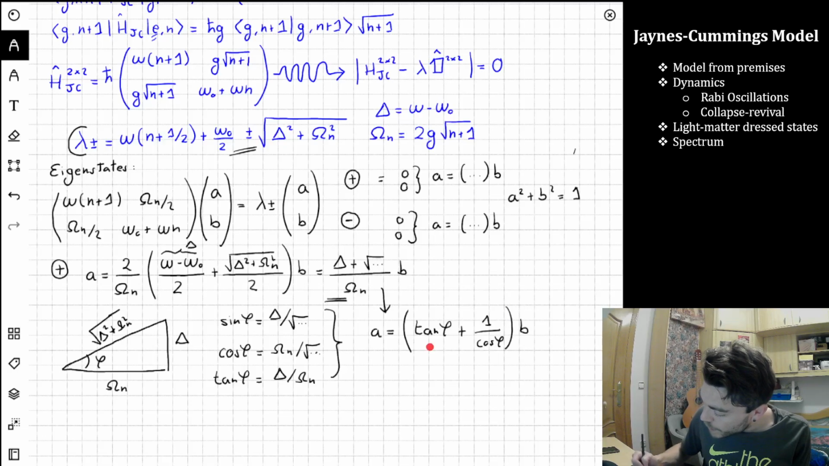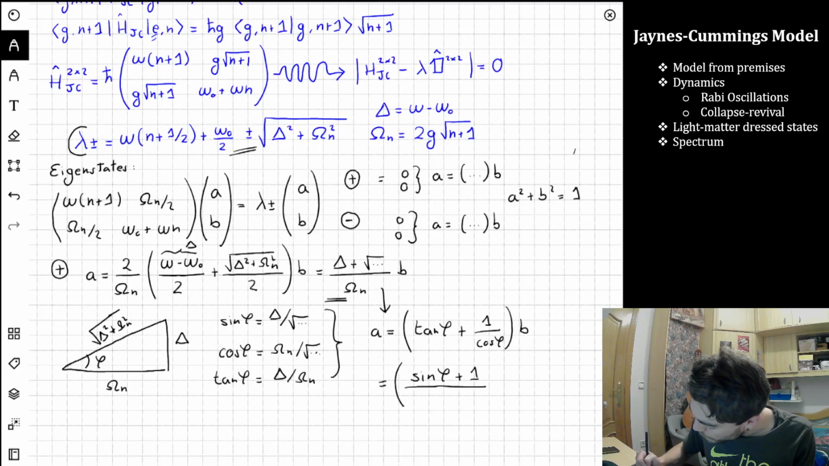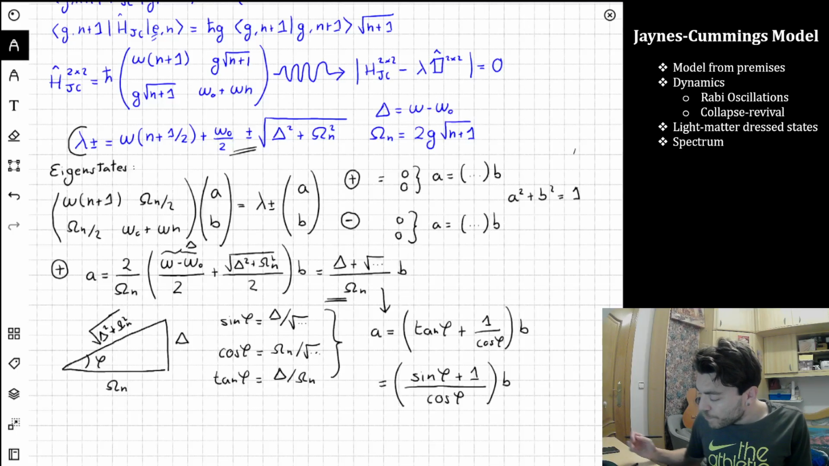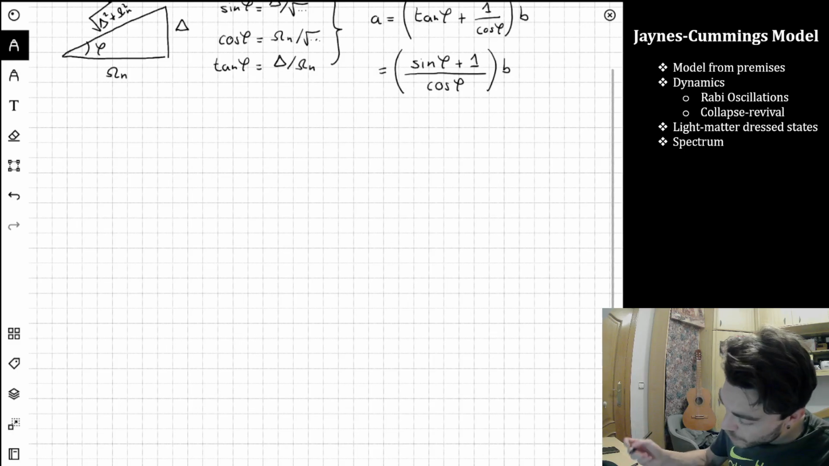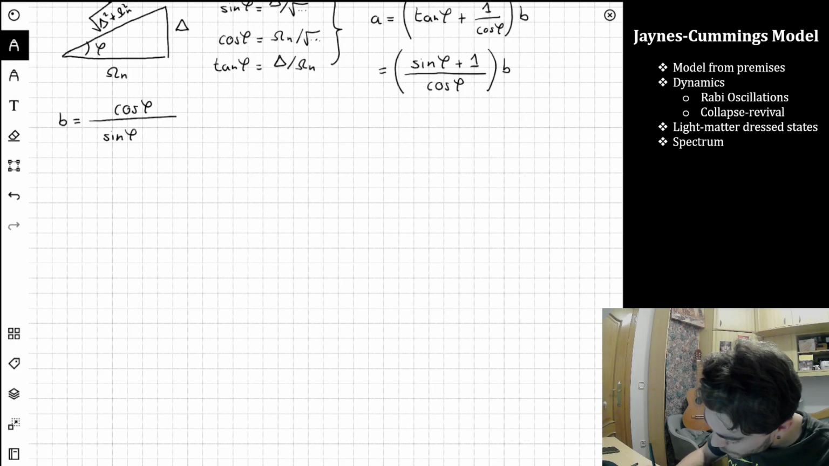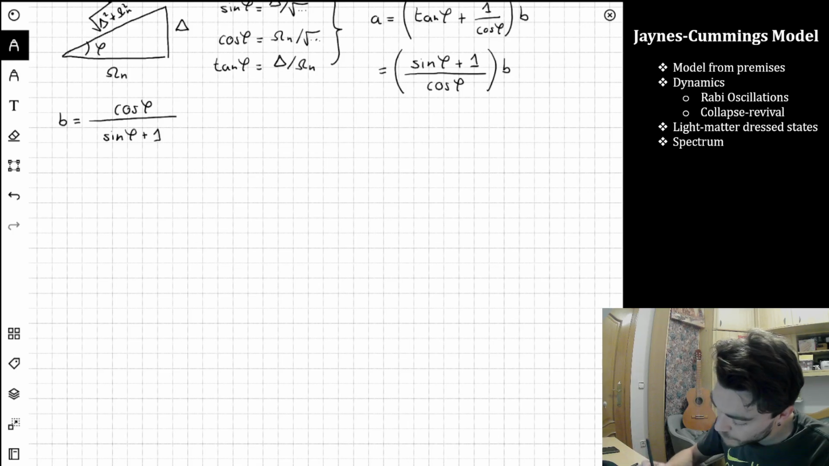And now the tangent is sine divided by cosine, so this is equal to sine of phi plus 1 divided by the cosine of phi, times b. So now what we will use is the opposite actually, but this is just a matter of convenience. We will use that b is equal to the cosine of phi divided by the sine of phi plus 1 times a. It's just the opposite.